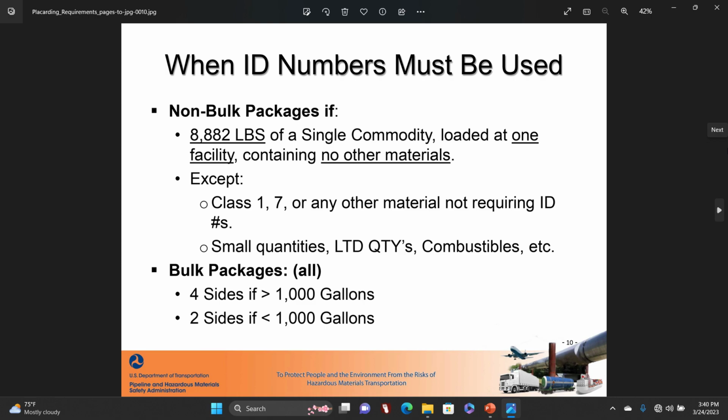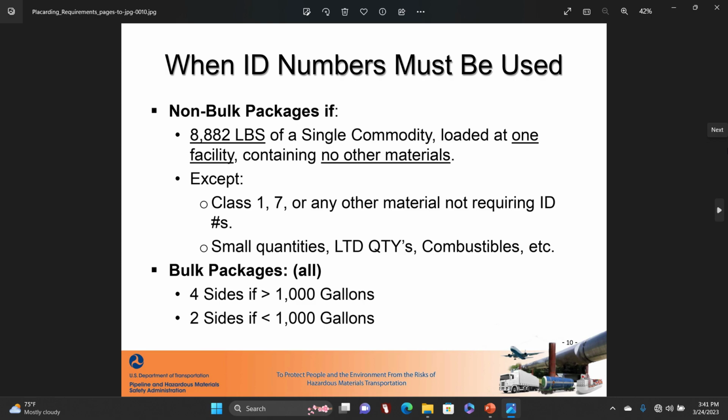Now it talks about small quantities and limited quantities and combustibles. We're going to get more into that here in just a bit. If you have to placard your vehicle, the placard should be on all four sides. What it's talking about, the four sides and the two sides down at the bottom, is when the material is in the vehicle, you have to also put labels on it for four sides or two sides if it's greater than 1,000 or less than 1,000 for that one item.